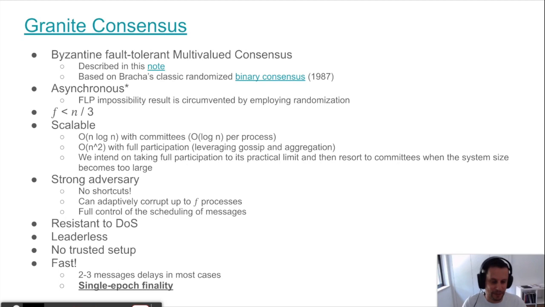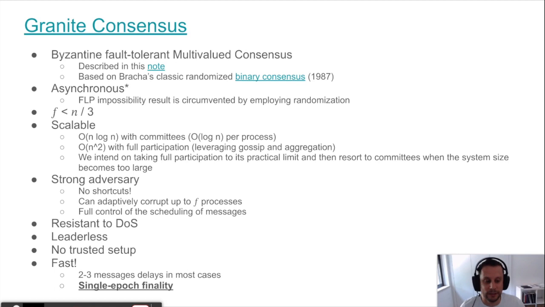So it's a leaderless algorithm, it doesn't need any trusted setup, except for the nodes knowing the public keys of the other nodes, and it's fast. It can terminate in 2 to 3 message delays in most cases. And these will very likely lead to us reaching finality, the vast majority of the time, within the same epoch in which a block is proposed. So instead of having to wait 7.5 hours for finality, we can likely have finality within less than 30 seconds.